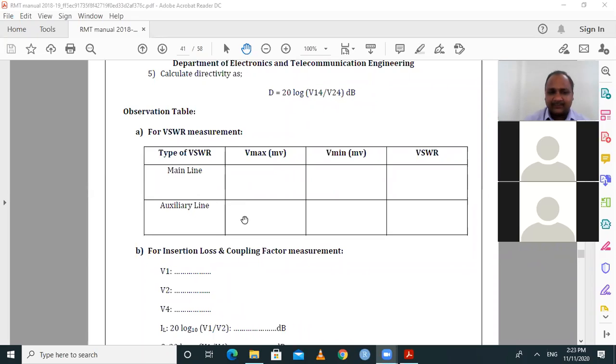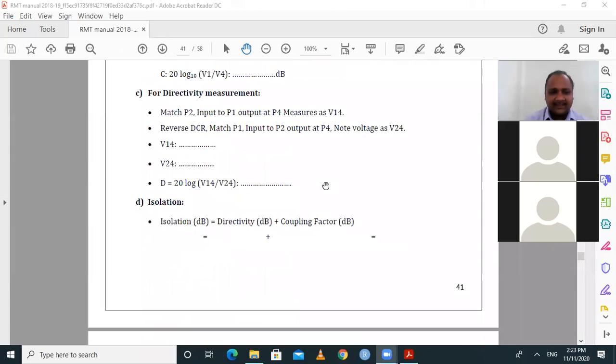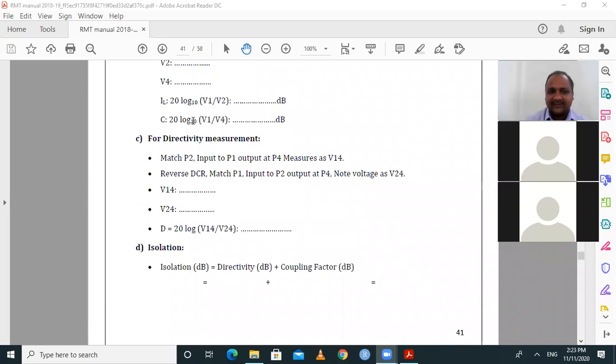For the main line as well as for the auxiliary line, or for the auxiliary waveguide and main waveguide. And when you know the Vmax and V minimum, you can calculate VSWR by taking the ratio of them. And similarly, you can calculate isolation. So isolation is the addition of directivity, which you have calculated by using this formula, plus the coupling factor, that is calculated using this particular formula. So all these are in decibel because we are using 20 log here.